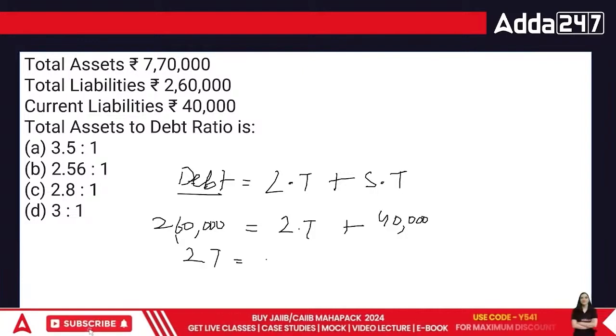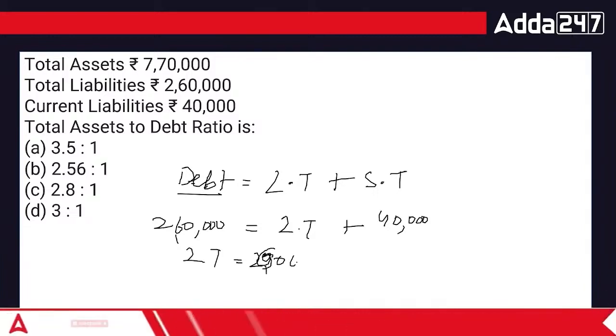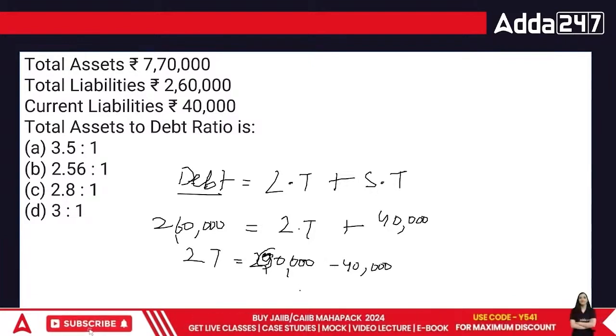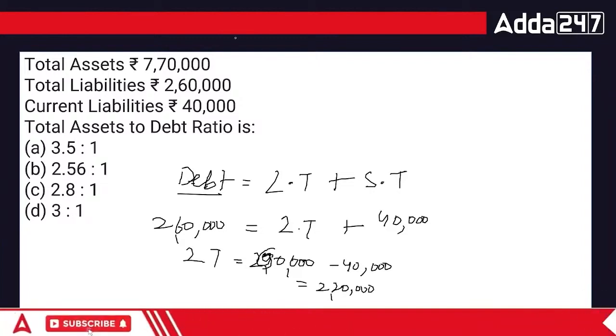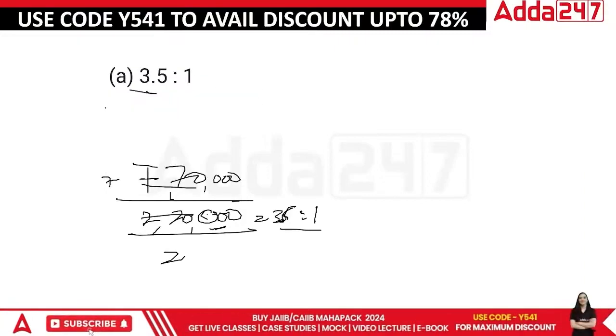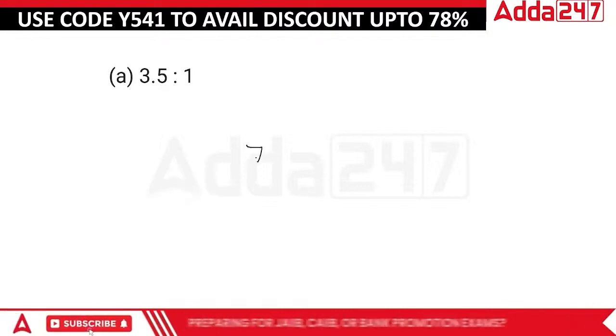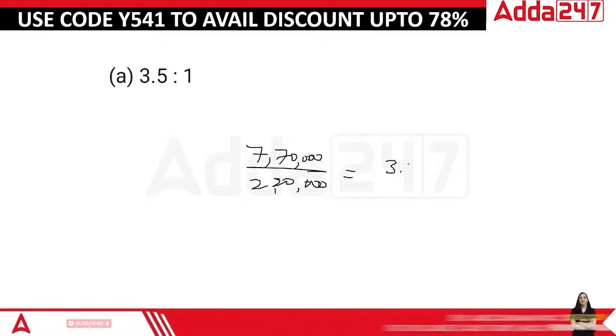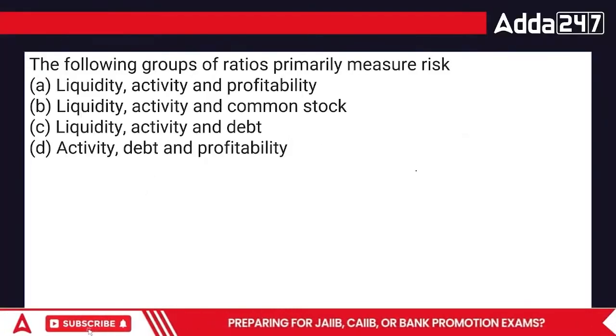The long term will be 2,60,000 minus 40,000, which is equal to 2,20,000. Once you have got this 2,20,000, then utilize 7,70,000 divided by 2,20,000, giving you 3.5:1. Let's go for another question.